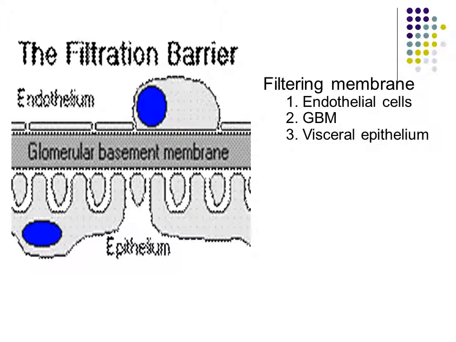So here is a pictorial presentation of the same. Remember that the filtering membrane consists of endothelial cells, the glomerular basement membrane, and the visceral epithelium or podocyte.